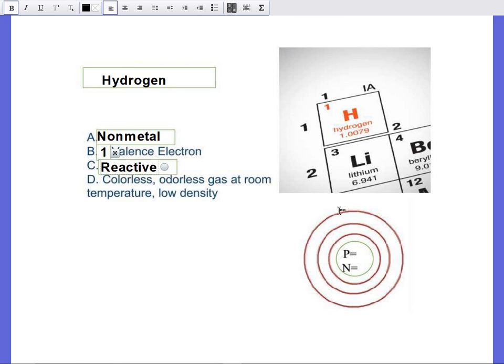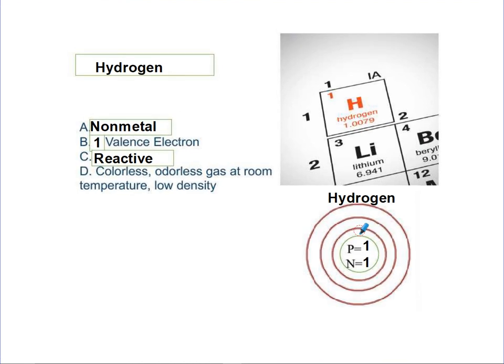So we'll draw hydrogen. Hydrogen has one proton and one neutron, and only has one electron. So it's very, very simple for a hydrogen to add in one more electron if it can find it. And that covers everything for our periodic table unit.